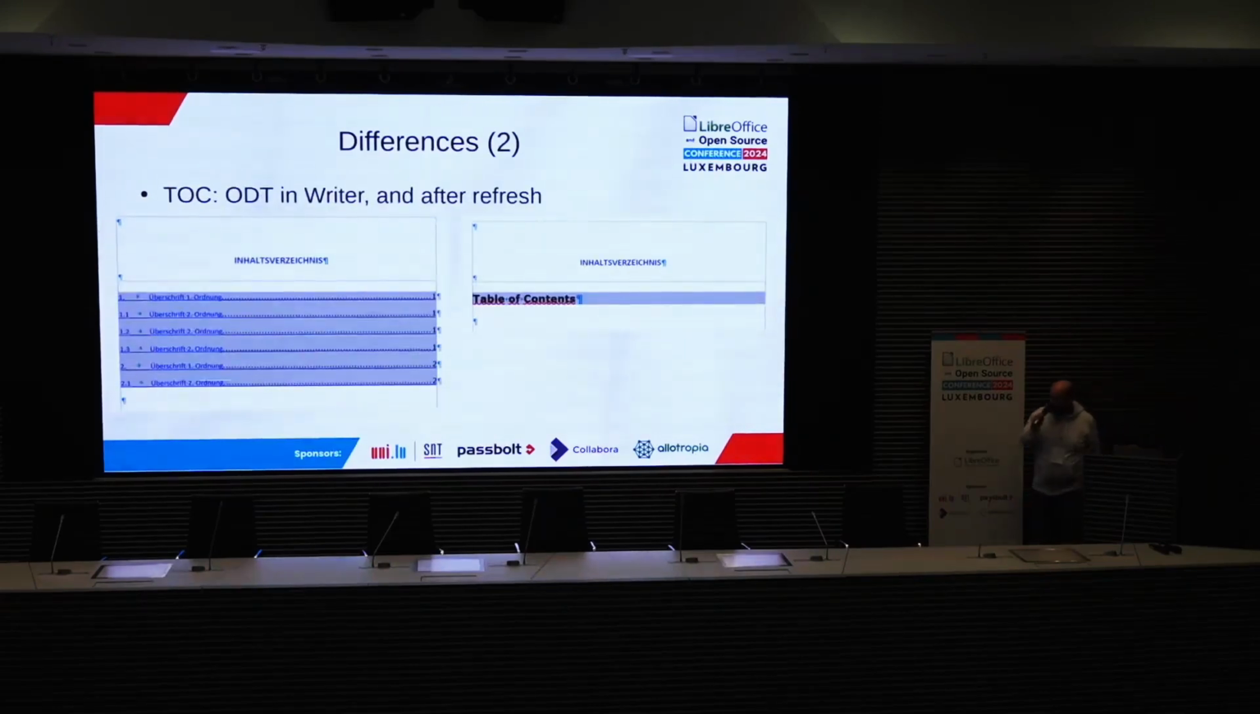Okay, what happens if we open the same ODT in Writer? So the Inhaltsverzeichnis word, as the table title or table of contents title, is out of the table of contents. The tab after the heading numbering and between the heading name is actually back.